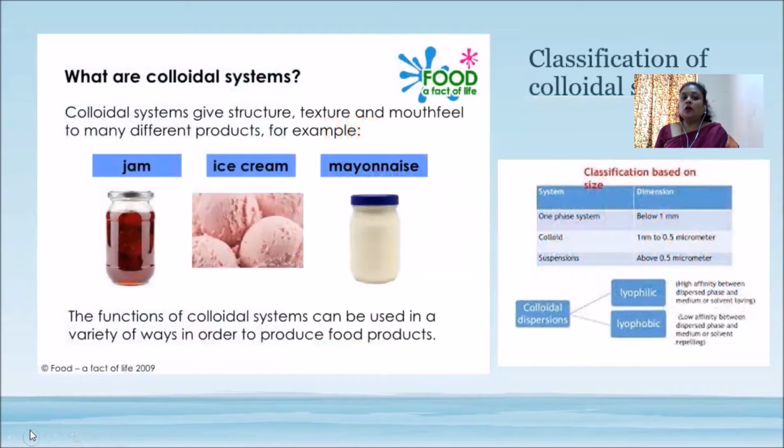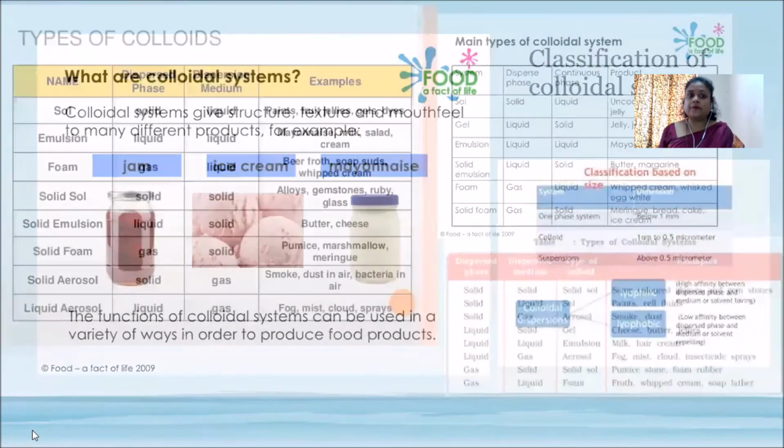So let's talk about this colloidal system. As you can see, they give structure, texture, and mouthfeel to many different products. Just now as I've done the revision for the topic flavors, where I will talk about the mouthfeel. Take an example of jam or ice cream or mayonnaise or biscuits, cakes, chocolates. You get the mouthfeel of the product, which is very, very important.